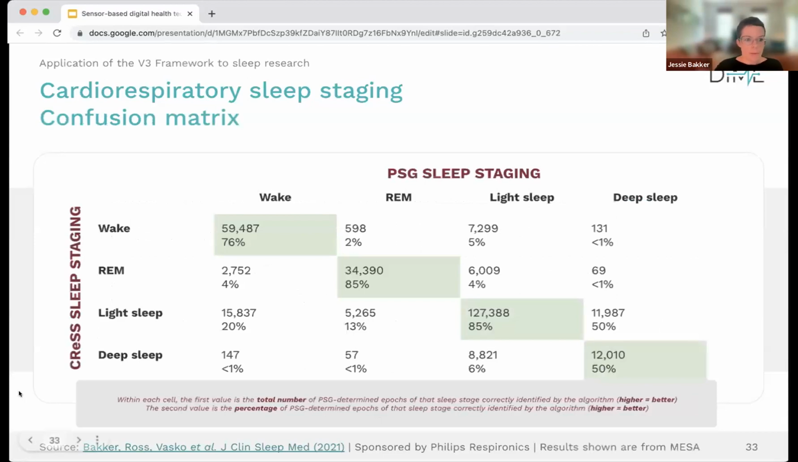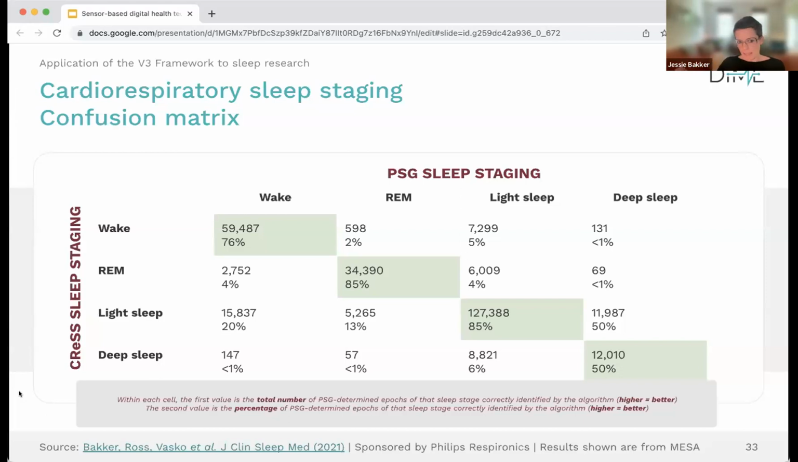So here are the primary results. This is a confusion matrix done at the epoch level. So starting with the left-hand column under wake, these were all of the epochs across the 296 PSGs from MESA that were identified as wakefulness by the original sleep techs who were involved in the MESA study. And as you can see in that very first green cell, the sleep staging algorithm correctly identified just under 60,000 of those epochs, meaning that the algorithm correctly identified 76% of all of the wake epochs.